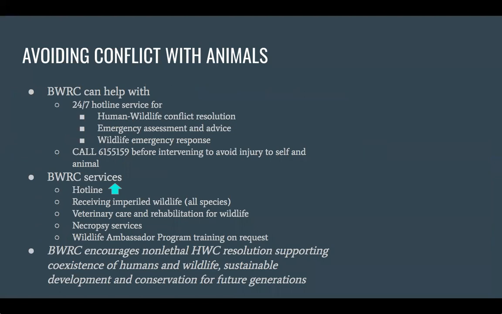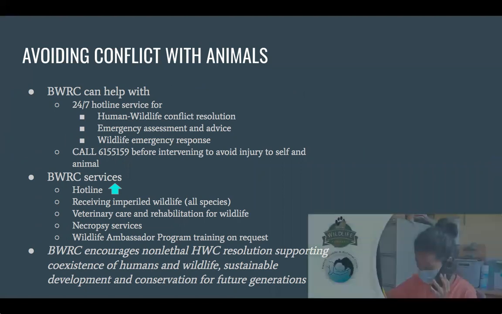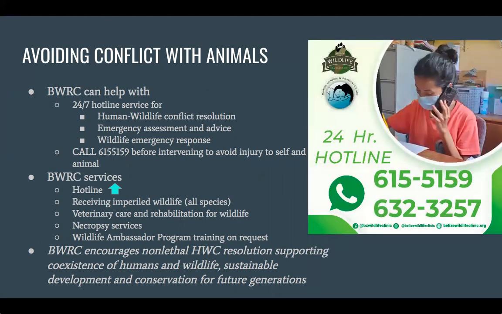And the BWRC can help. We have a 24-hour hotline service that can help with human wildlife conflict resolution, emergency assessment and advice, or wildlife emergency response. All you have to do is call 615-5159 before you intervene to avoid injuring yourself or further injuring the animal. Our services again include the hotline.